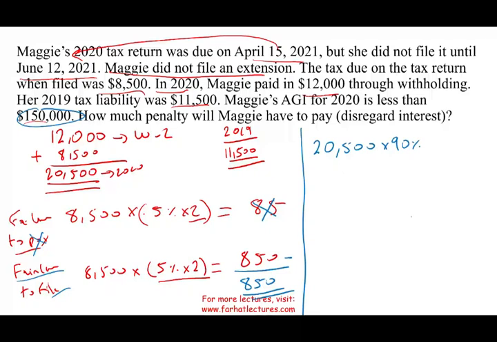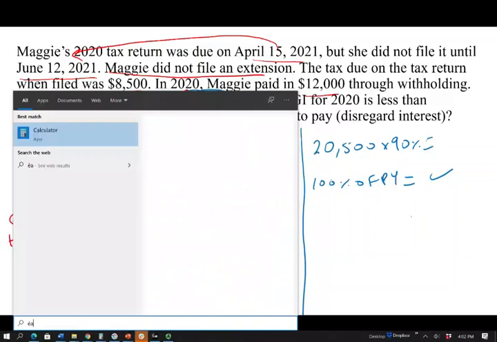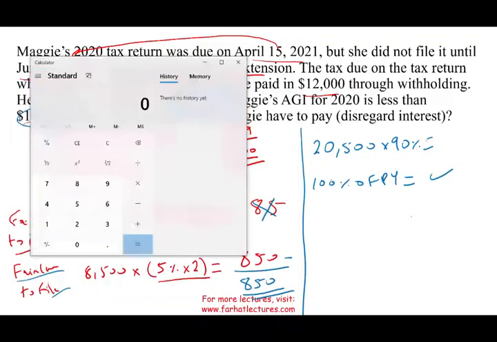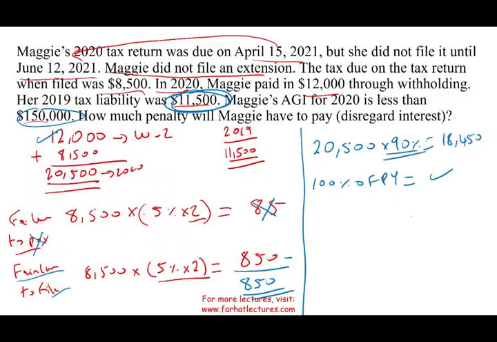The reason I say this is because the second rule is 100% of the prior year, and she did pay 100% of the prior year. The prior year, she paid $11,000, and this year, she paid $12,000. Therefore, she met that 100% of the prior year. But I want to show you the computation: $20,500 times 0.9 is $18,450, which she did not pay. So she did not meet 90% of the current year, but she met 100% of the prior year. She paid a little bit more than the prior year just from her withholding. For some reason, it seems Maggie got a side job and made some extra money and did not pay taxes on this extra money. This is really what happened.